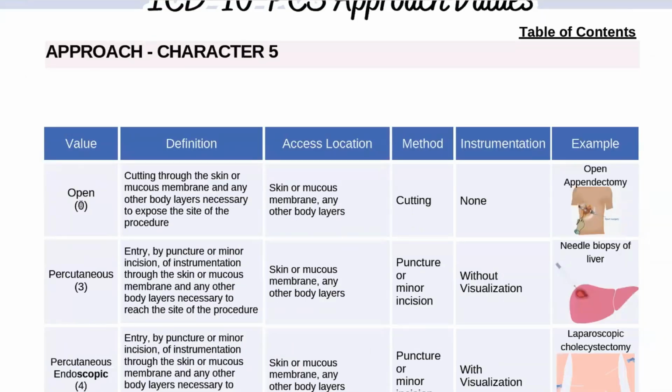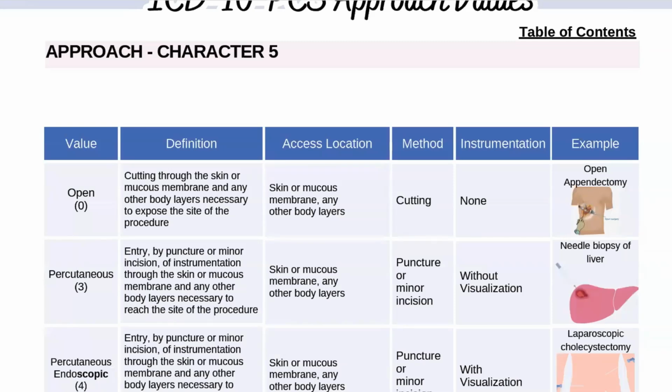As you can see, our first one is an open approach. And the key here is that we're cutting through the skin or mucous membrane and any other body layers necessary to expose the site of the procedure. You can notice here that we do not have any instrumentation, meaning that we do not have a scope involved. We are accessing it through the skin or mucous membrane and any other body layers. The method to get there is cutting.